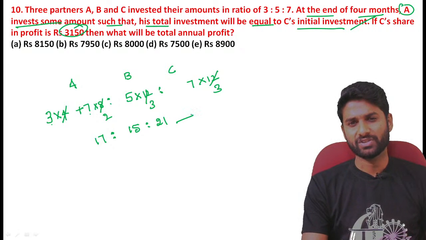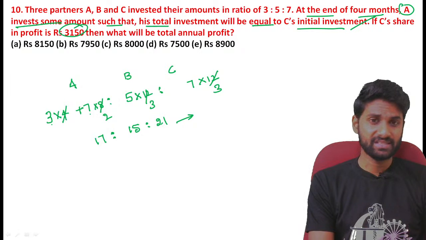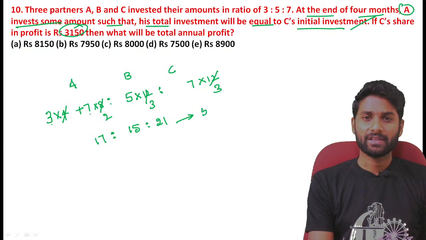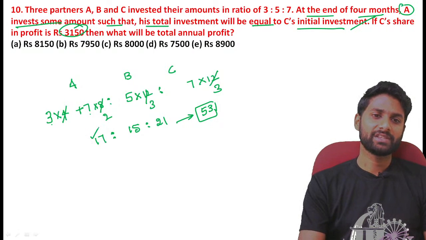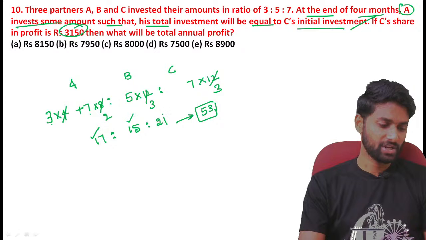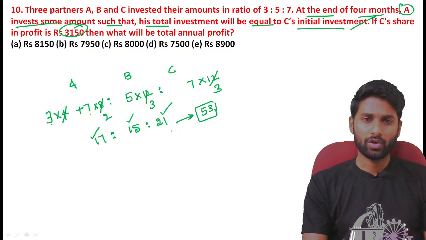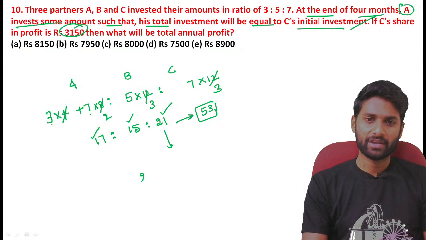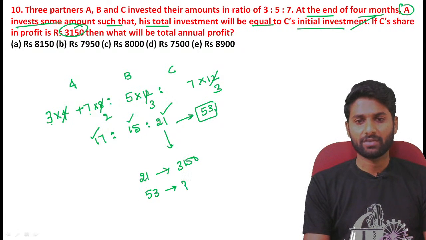Now see what information we have here. 15 plus 21 is equal to 36. 36 plus 17 is equal to 53 units. If the total is 53 units, then 17 units relate to A, 15 units relate to B, and 21 units relate to C. Then what is the comparison? Out of all these, C's share is equal to 21 units. Now, 21 units become 3,150. Now, the total profit is equal to 53 units.